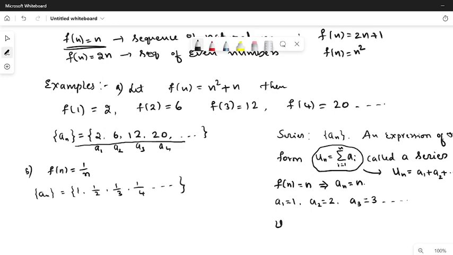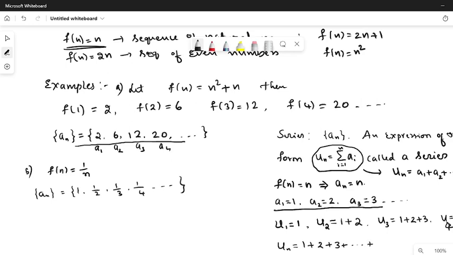Now U1 equal to 1. I am restricting myself to this example. U1 is 1, U2 is 1 plus 2, that is A1 plus A2. U3 is 1 plus 2 plus 3. U4 is 1 plus 2 plus 3 plus 4. Similarly, Un is, for this particular example, 1 plus 2 plus 3 plus and so on n.